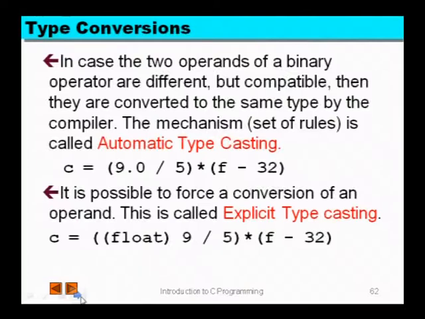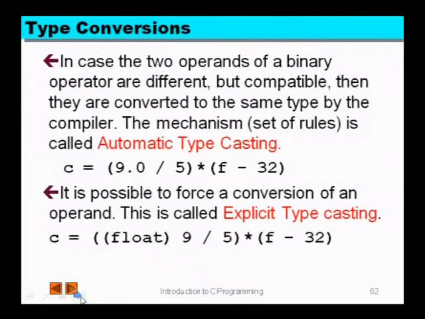Now this is the first case, automatic typecasting, where the compiler itself converts automatically, whereas sometimes we want to convert into a specific type. We want the result to be of type float. For example, if you have a salary column and we want the percentage also, so that we can avoid the grades, in such cases we want the values to be float, or whatever the application requires. So it is possible to force a conversion of an operand.